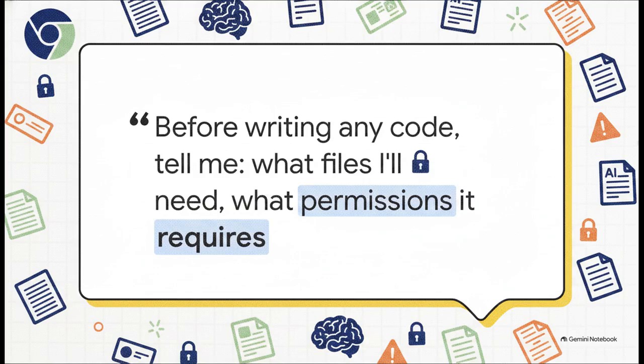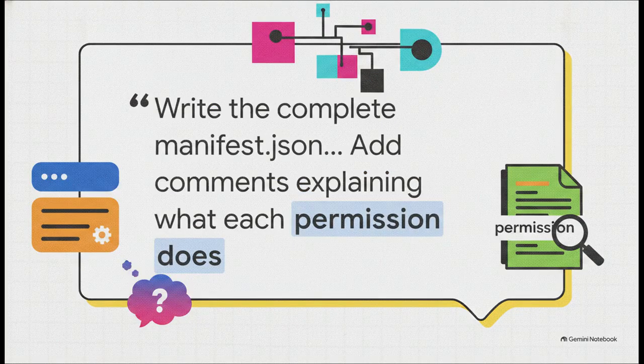So scope it out first. Right, so once that scope looks clean and narrow, you finally move to step 3, generating the files. And here is your plug-and-play prompt for this phase. Take a look at this massive detail at the end of the prompt. Add comments explaining what each permission and each function does.